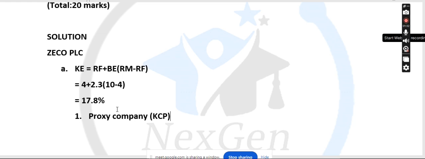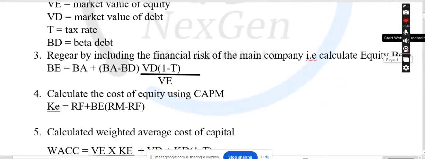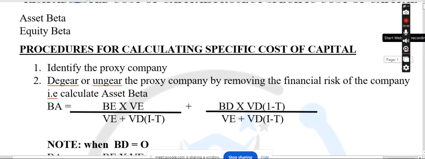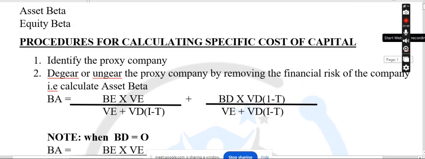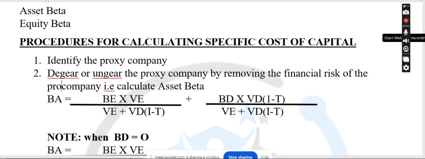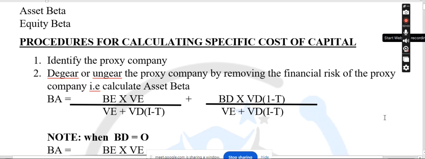Now, what is the next step? We should ungear, or regear by including the financial risk, right? By removing the financial risk of the what? Of the proxy company, right? So we should degear or ungear by removing the financial risk of the proxy company.